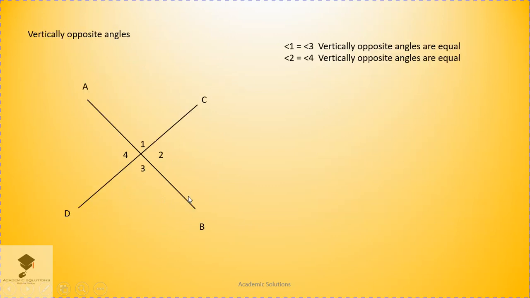Okay, so we're looking at vertically opposite angles. This angle here and this angle here, angle 1 and angle 3, are equal, and the reason being they are vertically opposite angles, therefore they are equal. We also have angle 4 and angle 2 also equal, and they are vertically opposite angles.